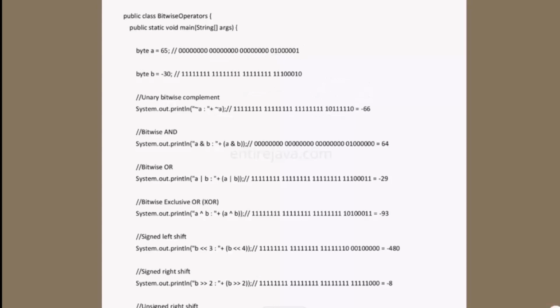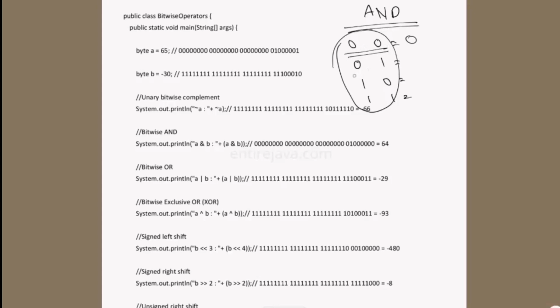We have bitwise AND operator. For this, we need to follow a table. Here it is. We have only 4 possible combinations of 0 and 1. When it comes to bitwise AND, 0, 0 will become 0, 0, 1 will become 0, 1, 0 will become 0, and 1, 1 will become 1. So the only case we would see the result as 1 is when both are 1.